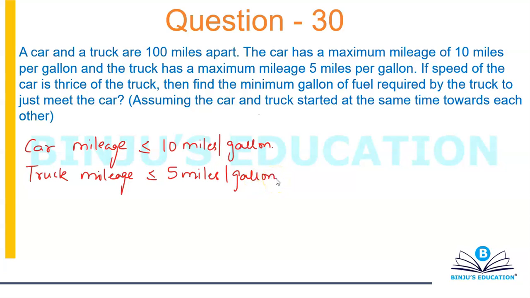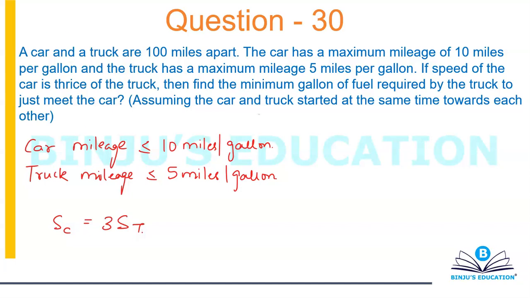If the speed of the car is thrice that of the truck, so speed of the car is 3 times the speed of the truck. That's another piece of information. You can find the minimum gallons of fuel required by the truck to just meet the car, assuming the car and the truck started at the same time towards each other.